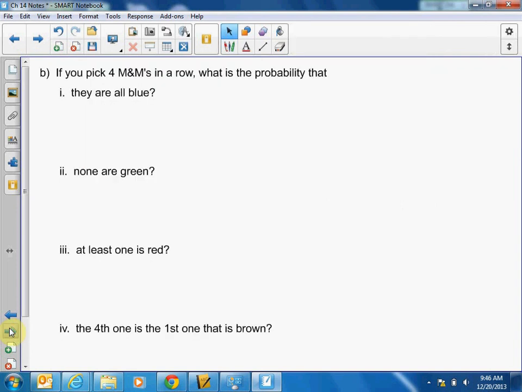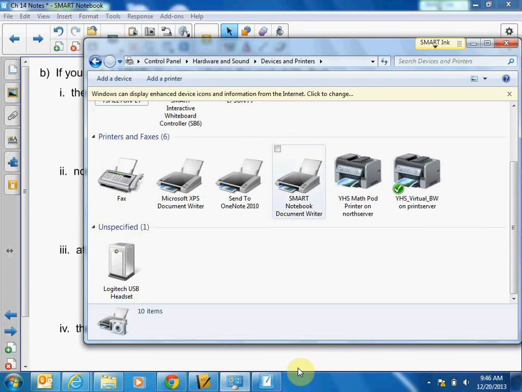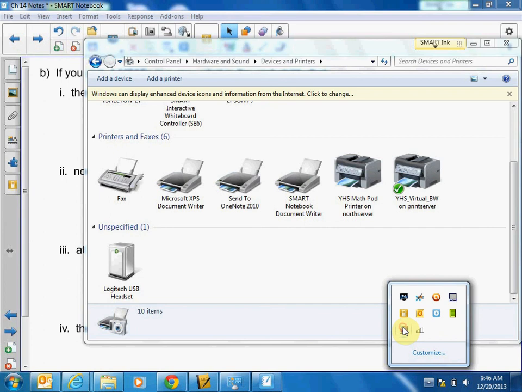Okay, if you pick 4 M&Ms in a row, what's the probability that they are all blue? So our sample space has changed a little bit. Instead of drawing 1 M&M, we now have 4 separate trials. And with that, I need to stop the video and see how this looks on YouTube.